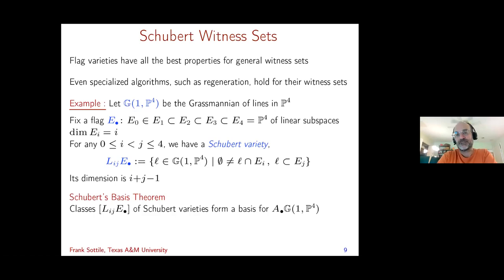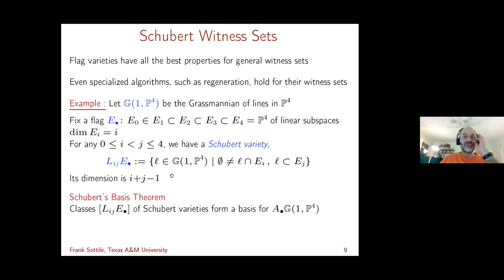And I'm going to fix a flag of subspaces. So this is a point contained in a line, contained in a two-space, contained in a three-space, contained in P4. Then, fixing this, if I take any pair of indices i less than j between 0 and 4, I get what's called a Schubert variety. These are the set of lines in P4 that meet E_i, where i is the lower of the two indices, and are contained in E_j. And it turns out the dimension of this is i plus j minus one.